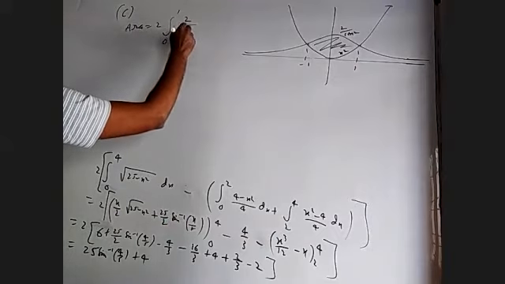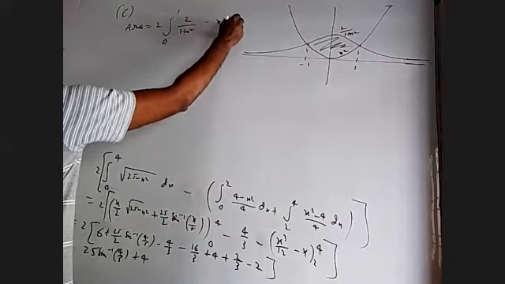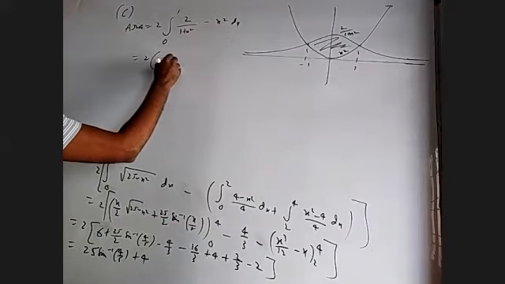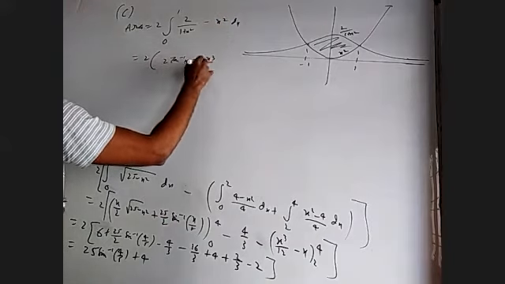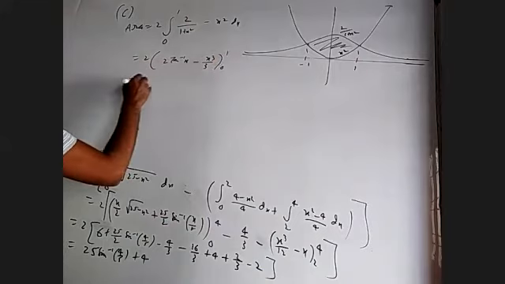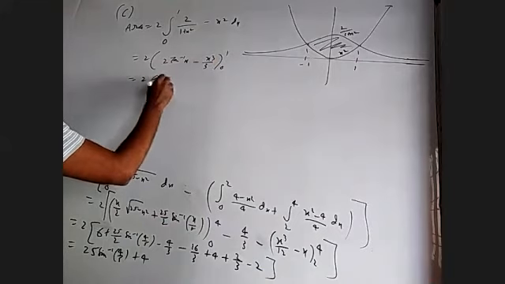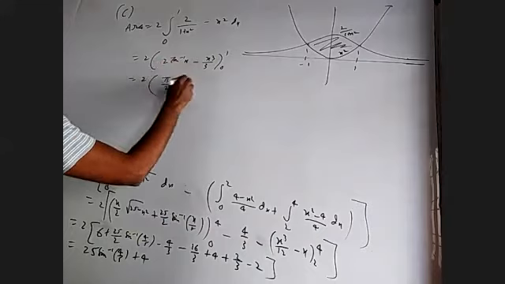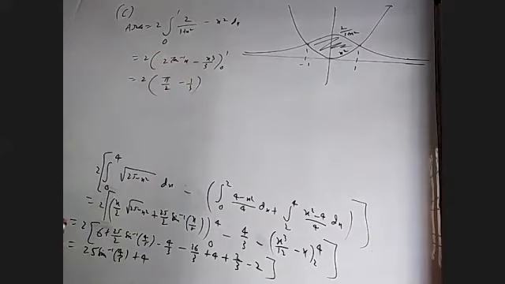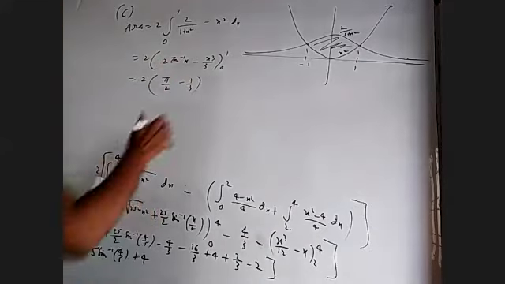The upper curve is 2 by 1 plus x square, the lower curve is x square, dx. This is 2 tan inverse x. This is x cubed by 3, from 0 to 1. When you put 1, it is pi by 2 now, and this is 1 by 3. At 0, everything is 0. So pi minus 2 by 3.